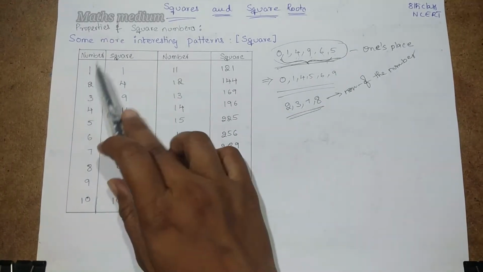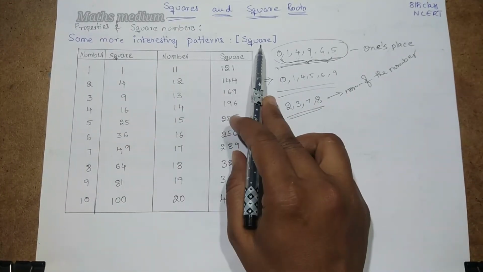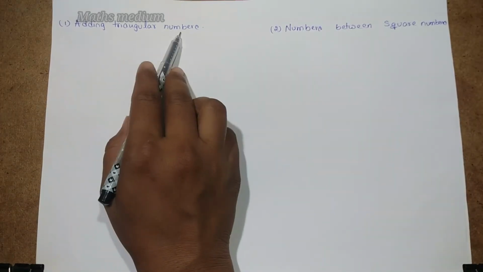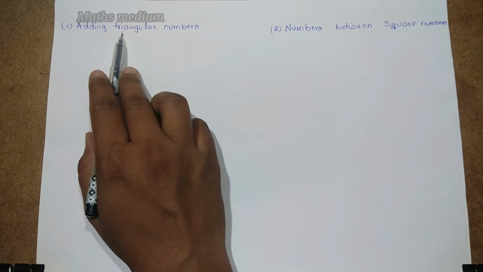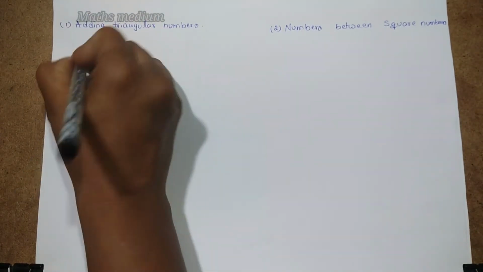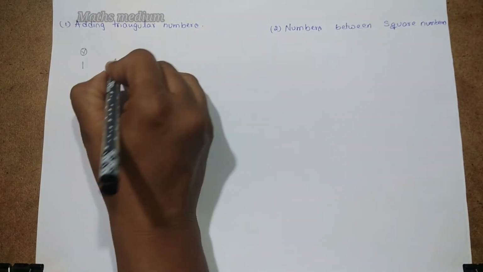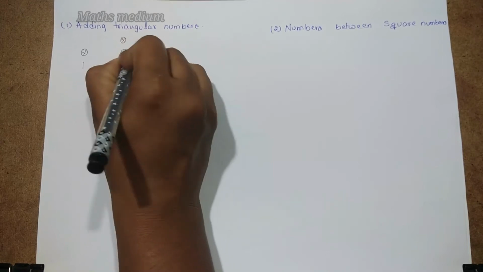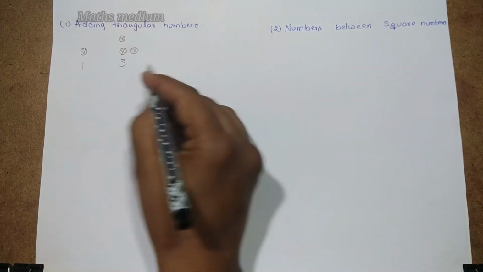Next, coming to some more interesting patterns of a square. In the earlier session, we already discussed some more interesting patterns of a square. Those are: 1. Adding triangular numbers. Here we know the triangular numbers. Do you remember the triangular numbers? Let us recall: 1 is represented like this. Next, 3 is represented like a triangle. See this? This is the way of a triangle.